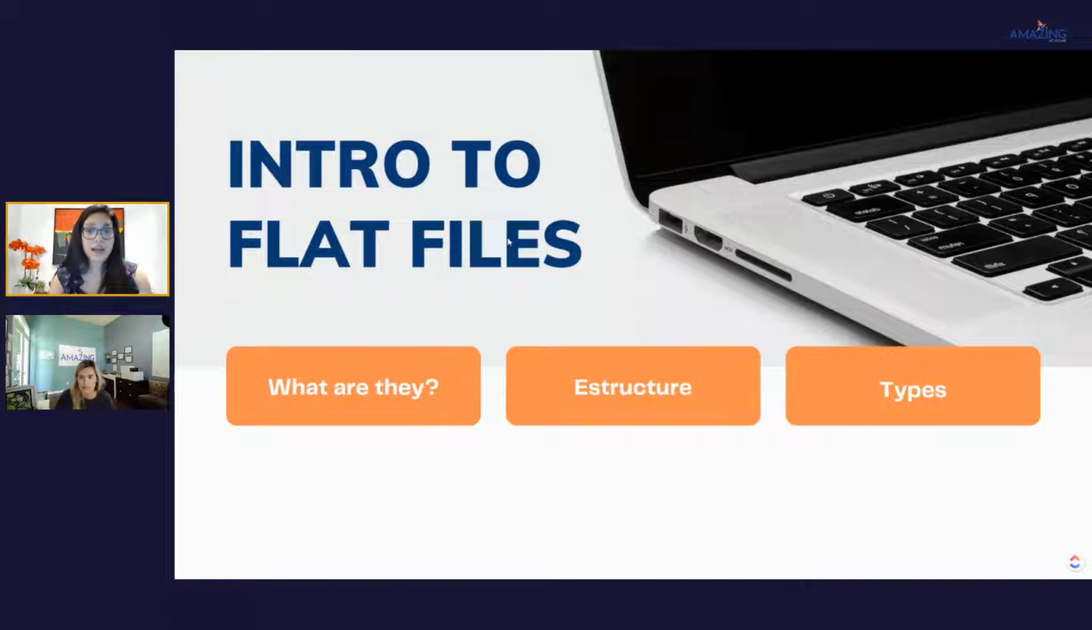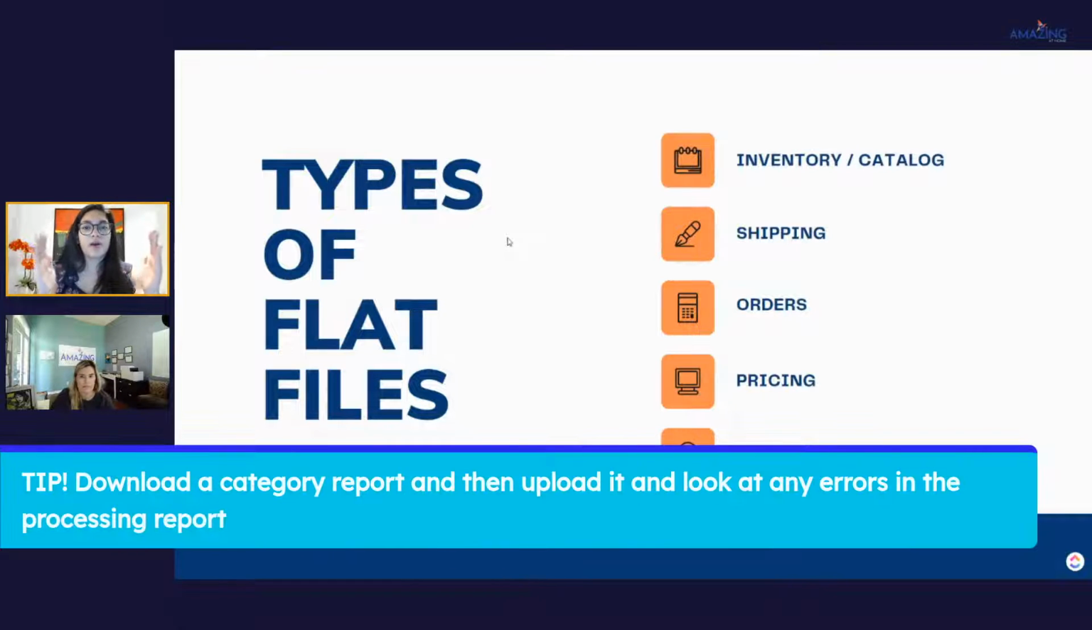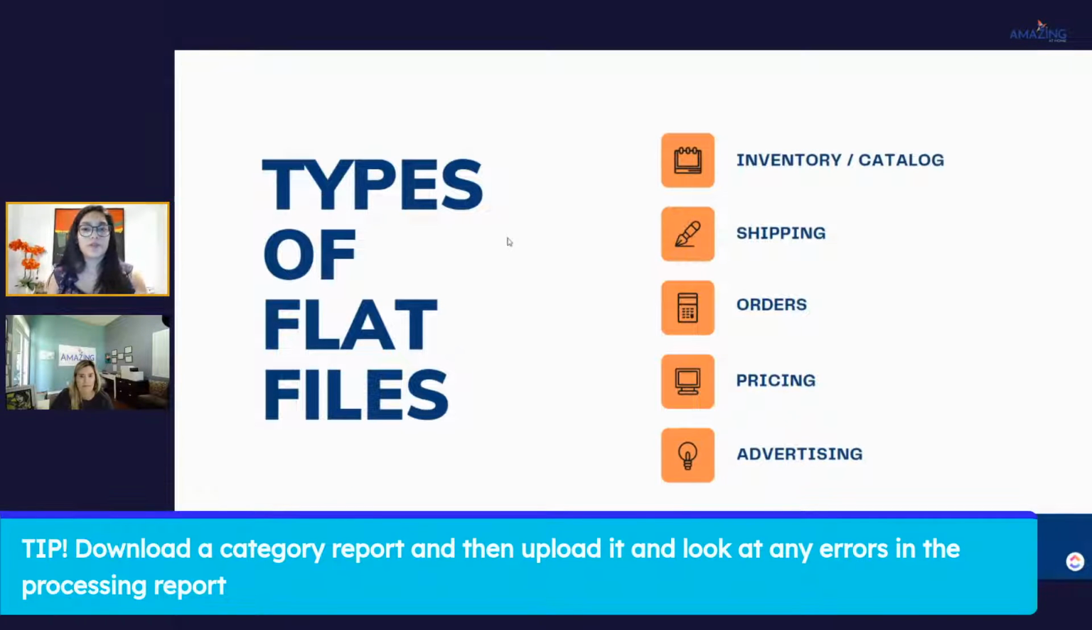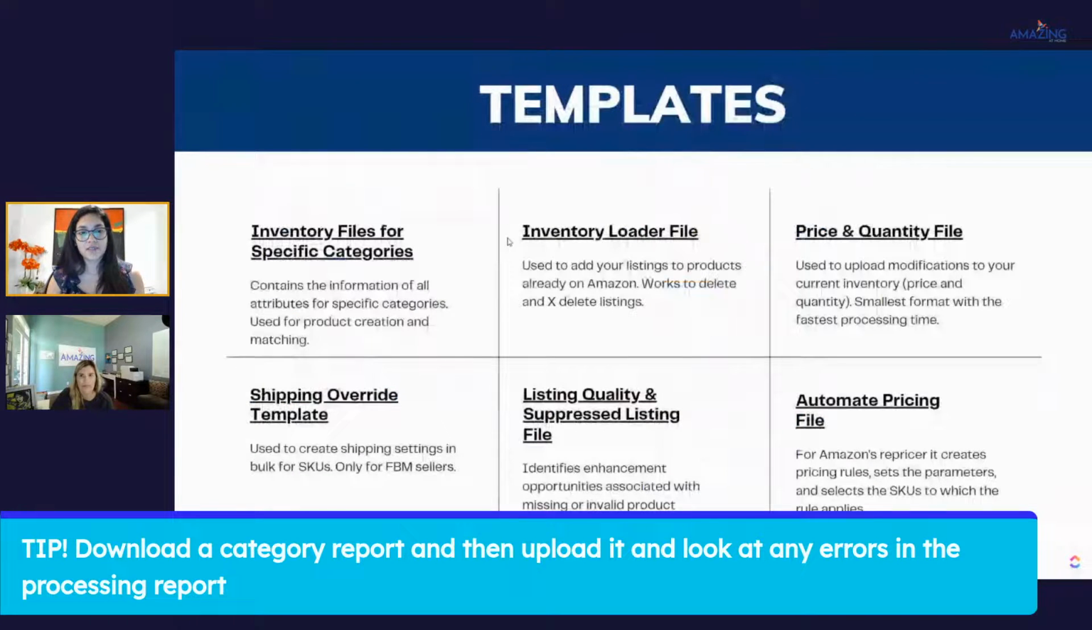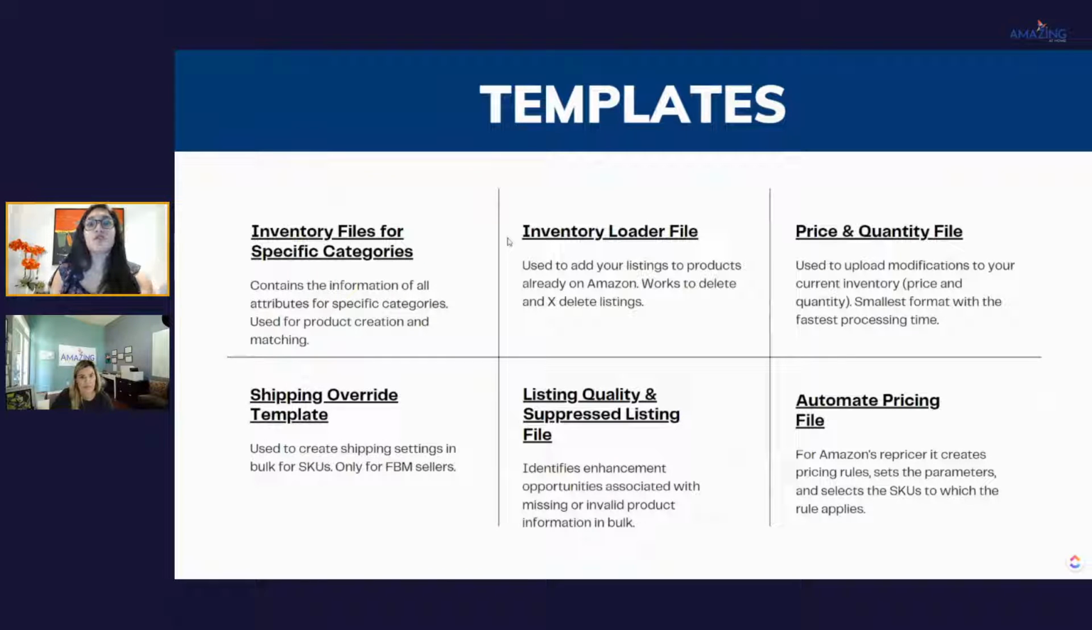So then we have types. And this is important because Amazon allows you to get a lot of flat files for different areas of your business. For inventory and catalog, I'll talk a lot about the category listing report and the category specific templates. Those are the ones that compound all attributes in the catalog where you can input information. Then we have flat files regarding shipping, orders, pricing, and advertising. So these are 6 examples of the most common ones and the ones that are useful to change and upload information.